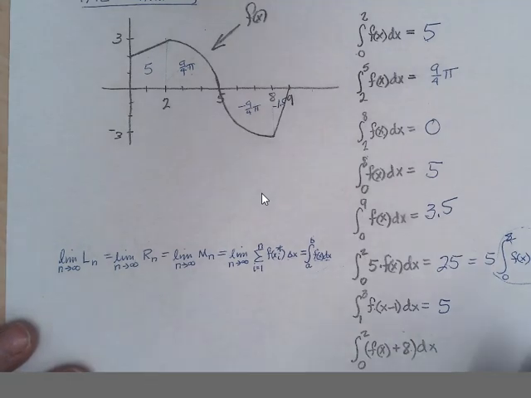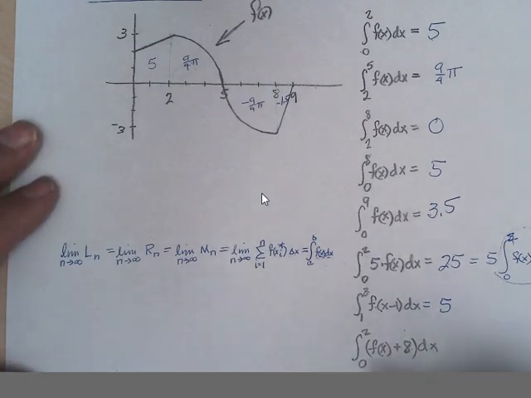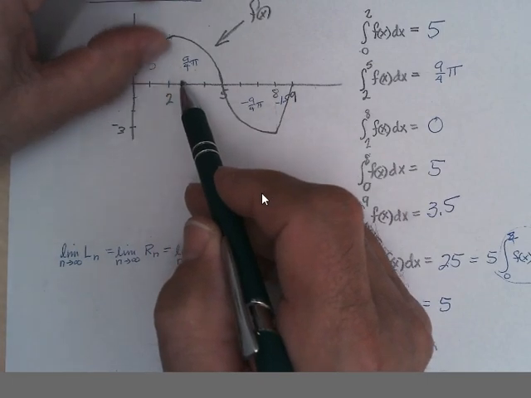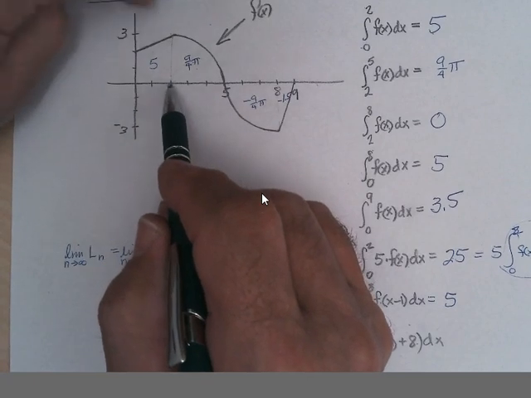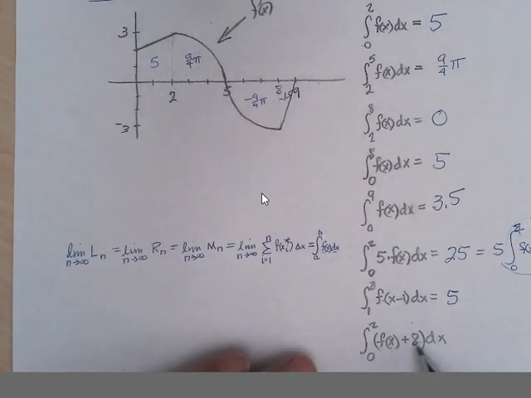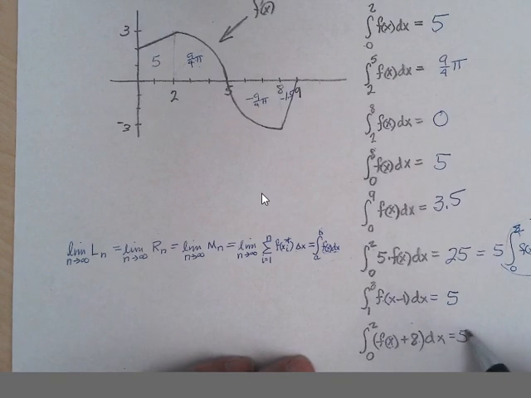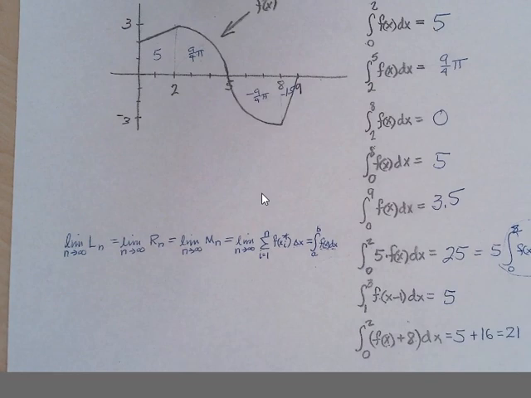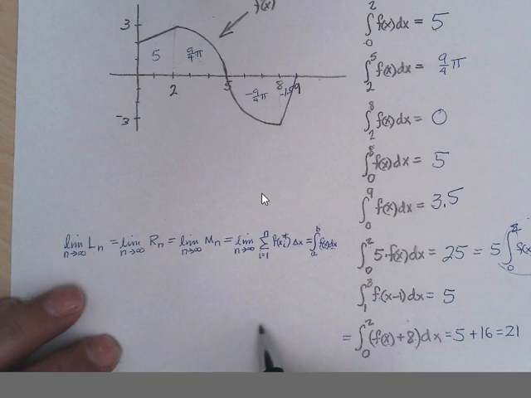If it's plus 8, the whole graph is moved up 8. So if I'm figuring the area from 0 to 2, I'm going to have this moved up 8, so there's going to be 8 by 2 more than what was there before. So 8 by 2 is 16, plus the area from 0 to 2 of just this, which is 5, so we get 5 plus 16, which is 21.